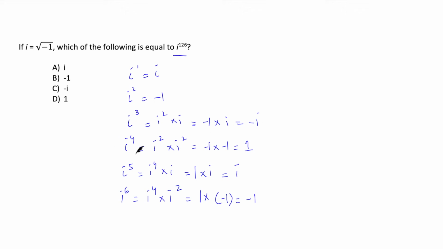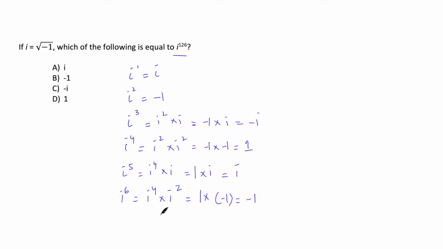Similarly, what is i raised to power 4? We can break it down into i squared into i squared, which is minus 1 into minus 1, and that will give us 1. What is i raised to power 5? It is i raised to power 4 into i. Similarly, you see bases are same, powers add up. You can break it down in any way you want. It will give you the same answer.